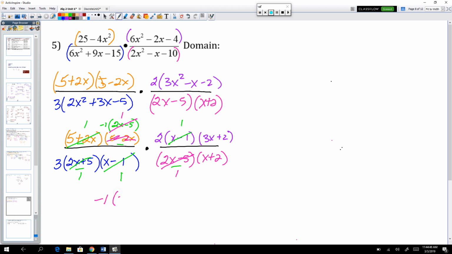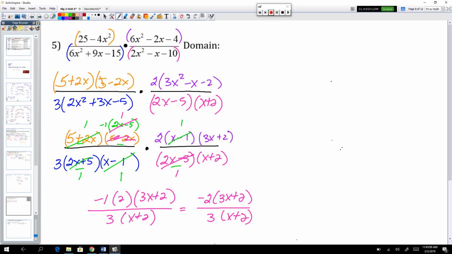So we leave behind negative 1 times 2 times 3x plus 2. And on the bottom, we leave behind 3 times x plus 2. A little more simply, we can say negative 2 times 3x plus 2 over 3 times x plus 2. That's the simplified form of the multiplication problem that we were presented.